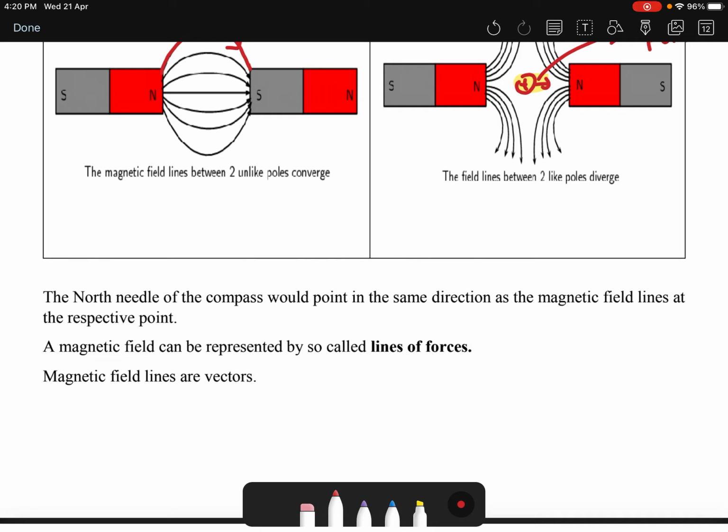So a magnetic field can be represented by so-called lines of force. And another very important thing is that magnetic field lines are vectors, like in your kinematics, where your acceleration and your velocity are vectors. Vectors are something that has both magnitude and direction.